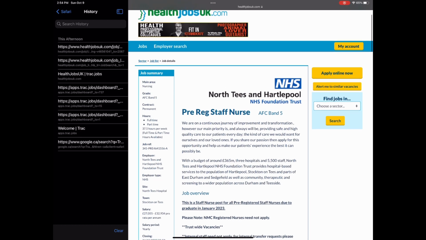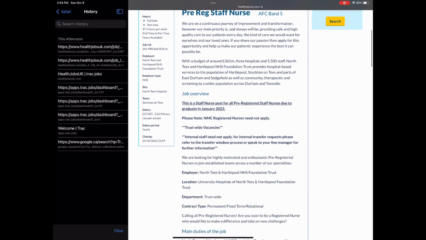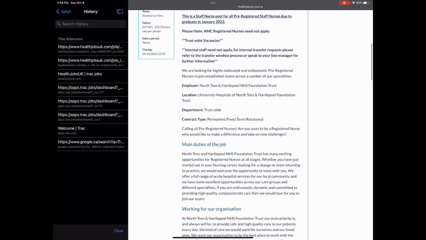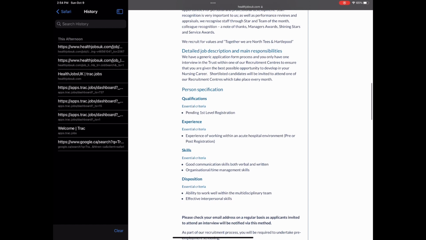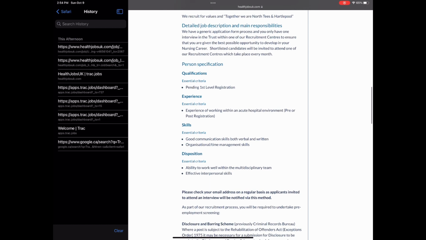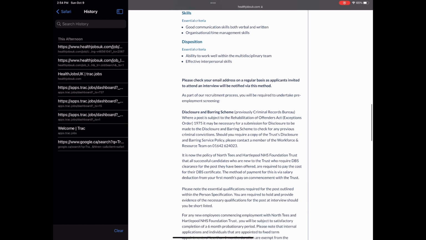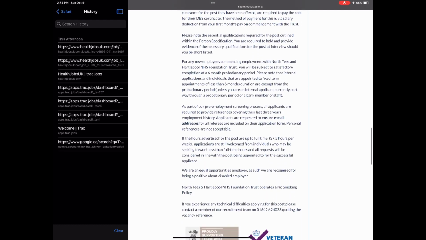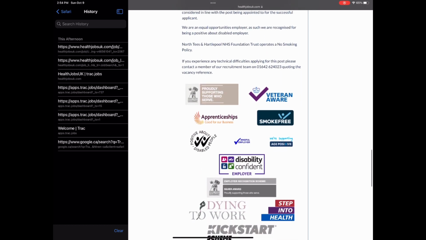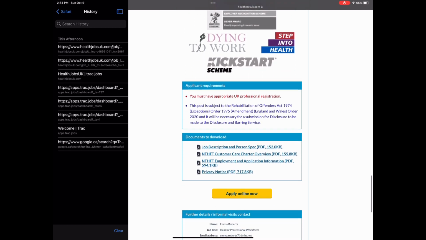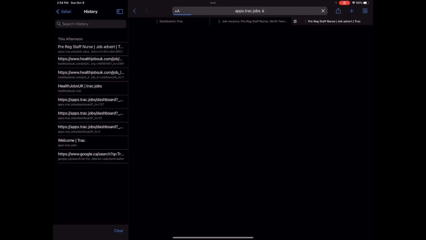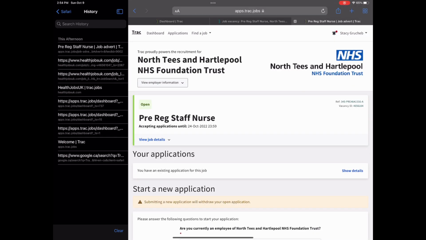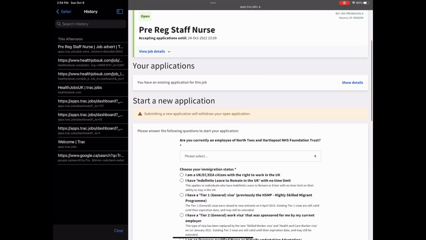Now you're looking at the job description. Although it says for nurses due to graduate in 2023, these are the job descriptions. Now you have the essential as well as the desirable. When you see essential, it means you must have it. And desirable just means, whether or not you have it, if you have it, it boosts your chances.